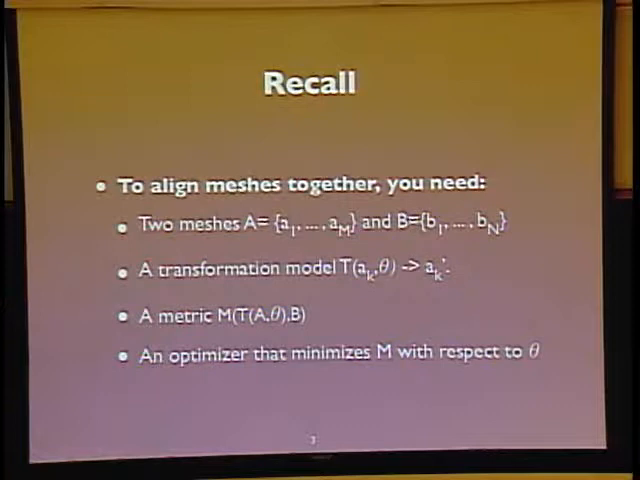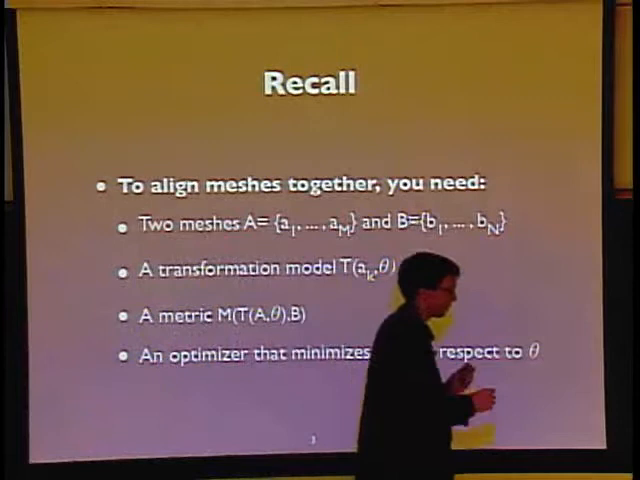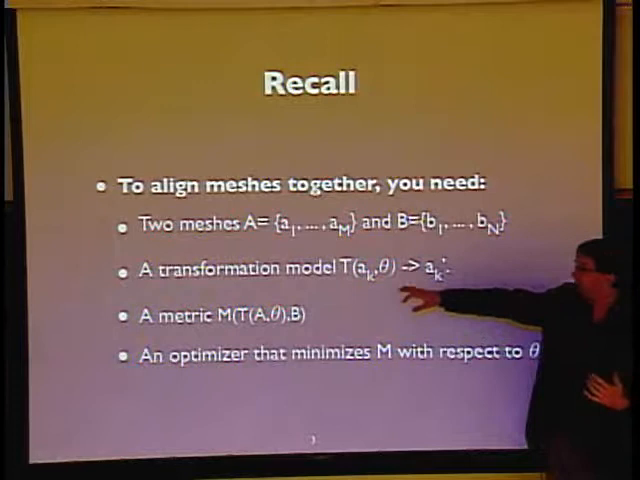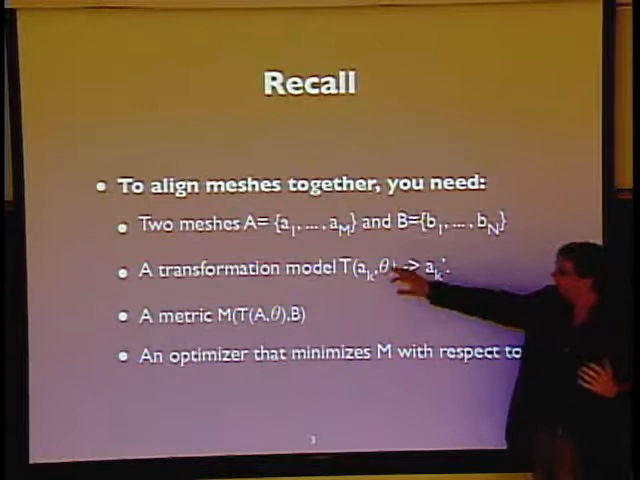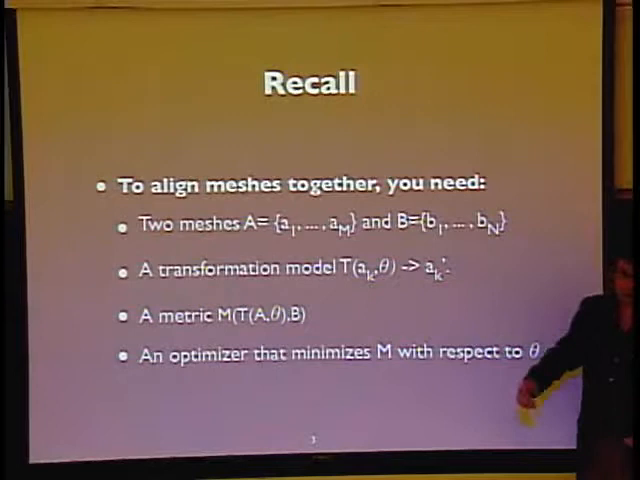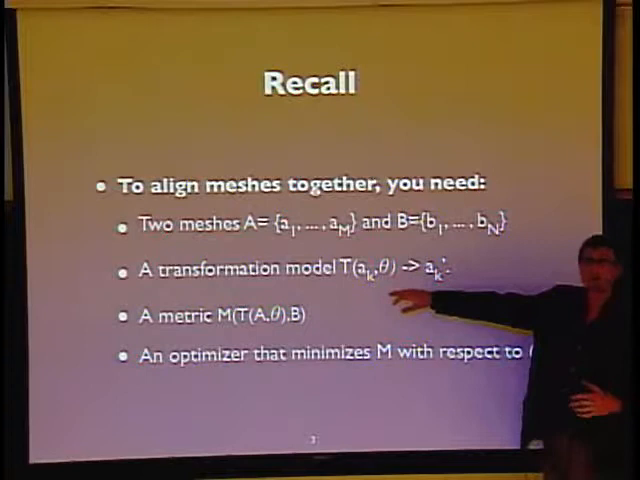A transformation model is a function that takes 3D coordinates and maps them to other 3D coordinates. Its behavior is governed by a set of parameters that depends on what the transformation model is. I'm going to call that theta. So you map A sub k to a new A sub k. This transforms the geometry of the A mesh, which I call the moving mesh, to some new configuration or new alignment of the moving mesh.